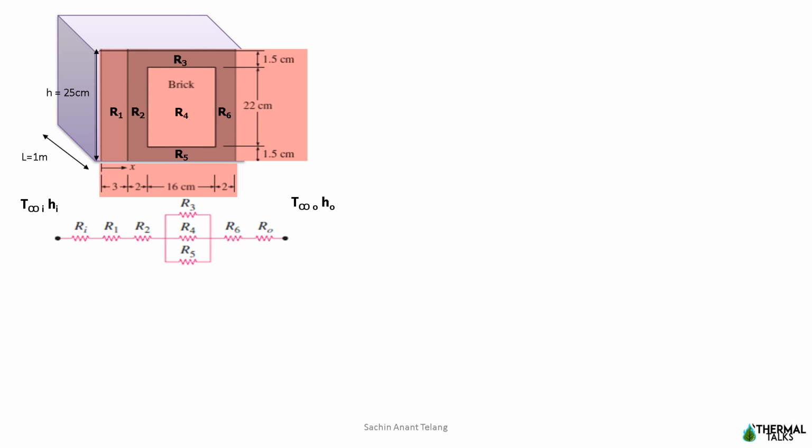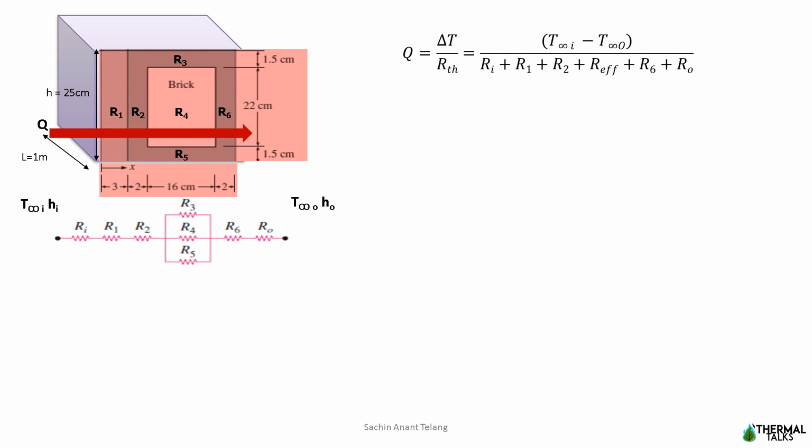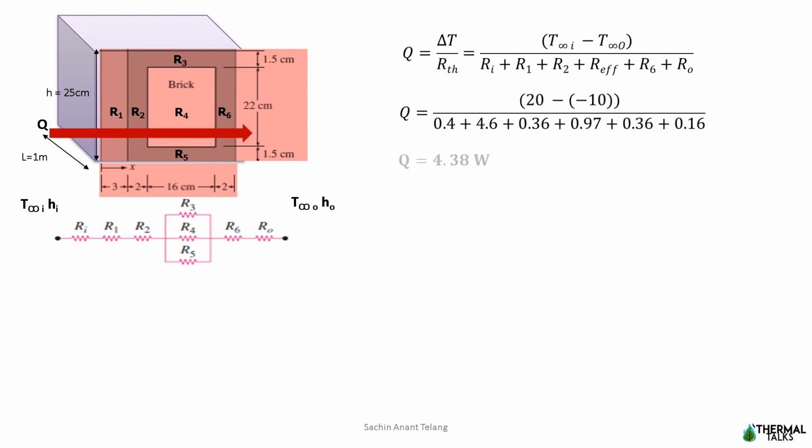So as I have calculated all the resistances, let us calculate the heat transfer through the wall. From the definition I can write temperature difference over thermal resistance. Here the temperature difference is inside fluid temperature minus outside fluid temperature, divided by all thermal resistances. So Ri is convective resistance, R1, R2, R effective, R6 are conductive resistances, and Ro is convective resistance. I have calculated it already. So the final value Q is 4.38 watt.